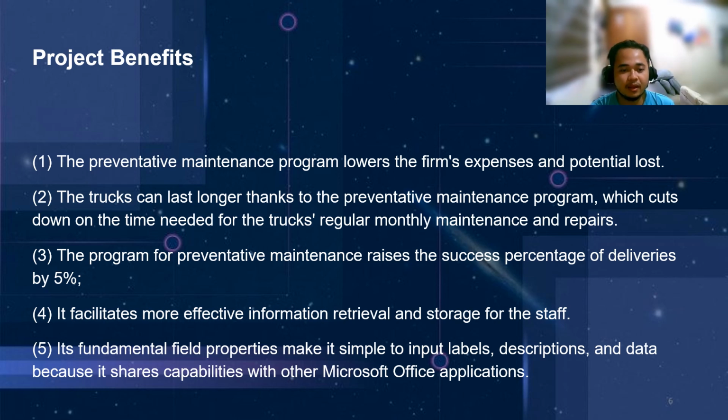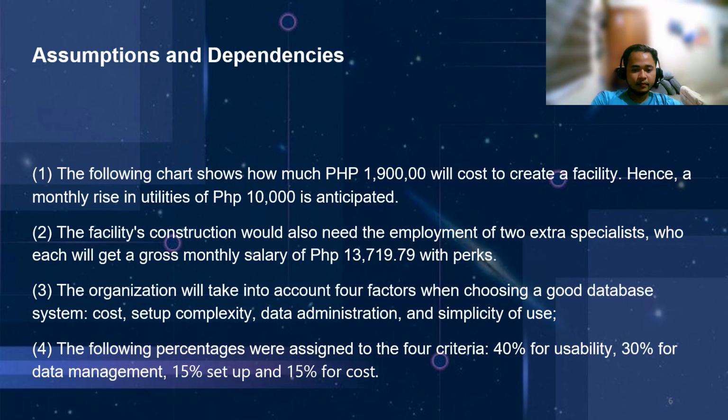For the problem statement, to suggest an enhanced purchase ordering system and delivery and maintenance plan for trucks to reduce truck failures. To prevent delivery delays, it is also essential to have a precise plan in place for product delivery to clients. For the assumptions and dependencies, the following chart shows how much 1,900 will cost to create a facility. Hence, a monthly rise in utilities of 10,000 is anticipated. Second, the facility's construction would also need the employment of 2 extra specialists who each will get a gross monthly salary of 13,719.79 with perks.